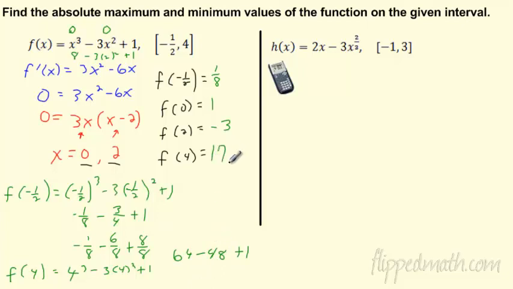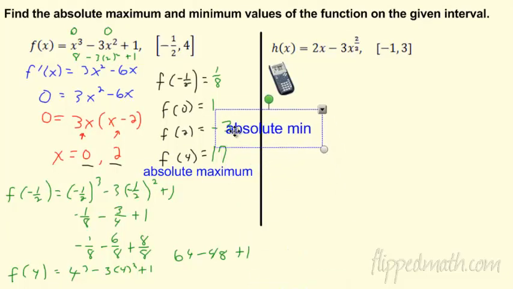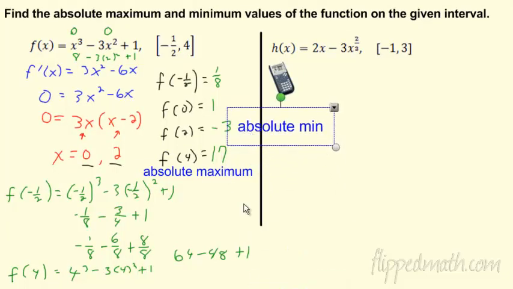So what do I have going on here? Who's the biggest point? Well, 17 is the biggest. So this guy right here is my absolute maximum. What is my lowest point? Looks like negative 3. So he is my absolute minimum. So you have to find all these values here, test all the endpoints, the critical points and the 2 endpoints, and then the lowest one's the absolute minimum, the highest is the absolute maximum.